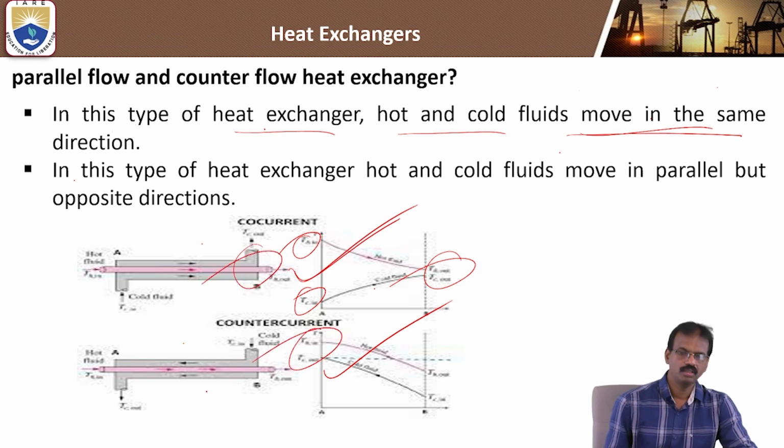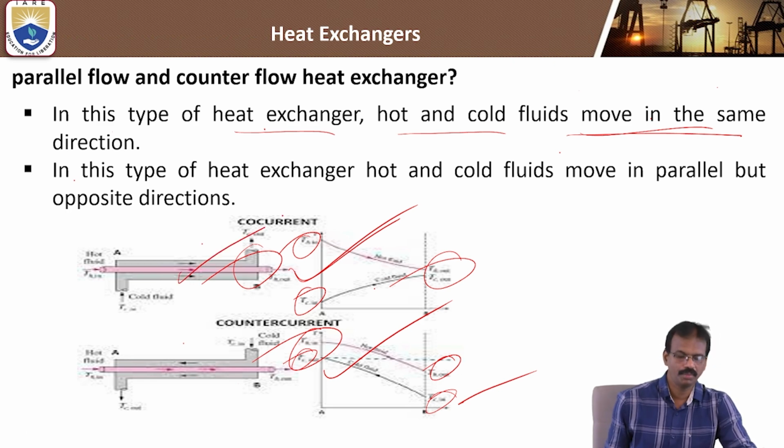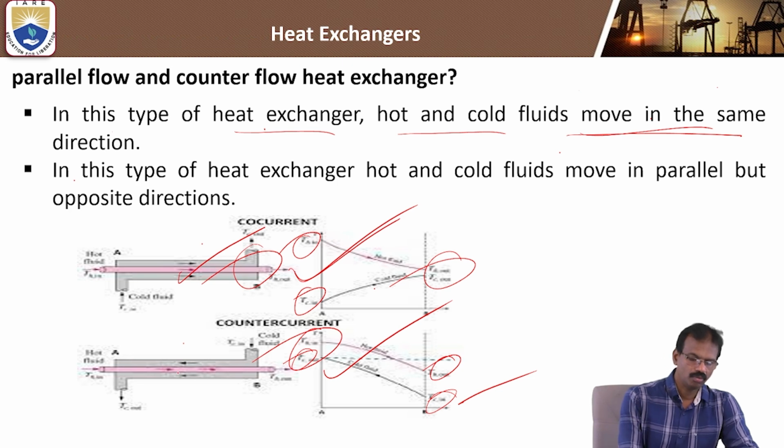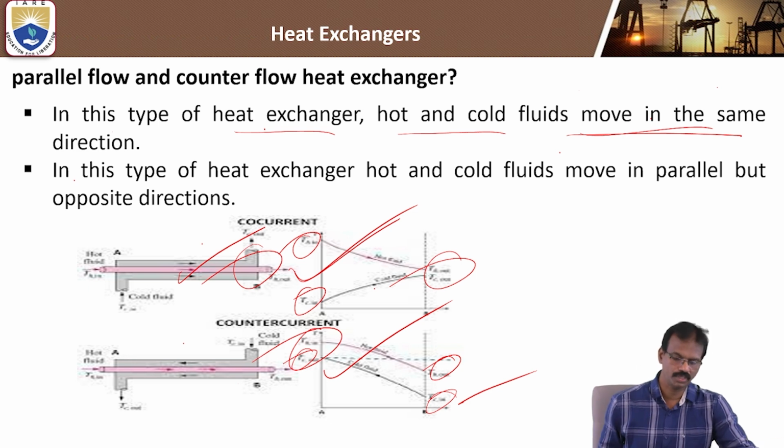So here, hot fluid inlet, cold fluid outlet is here. Hot fluid outlet, cold fluid inlet is here. So both the fluids are parallel to each other and in the same direction here. That is called a parallel flow exchanger. Counter flow exchanger means both the fluids are parallel to each other but in opposite directions. So this is the counter flow exchanger.